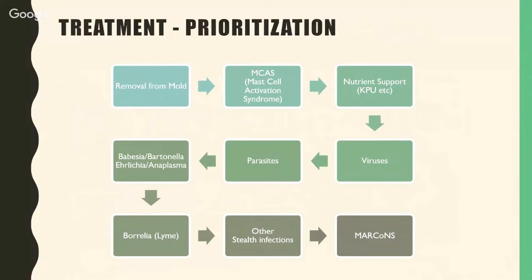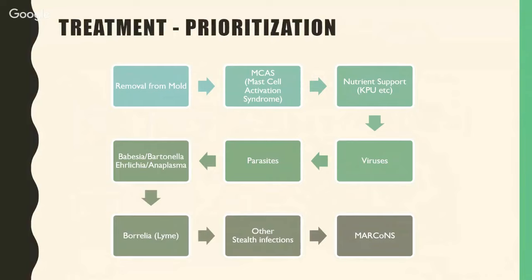I love this, because I would agree, obviously removal from the source is key, because you can't even come close to getting those mast cells under control unless you get the main trigger, which often is a water damage building and the inflammagens associated with it, out of the picture. So that is by far number one. You'll never be able to overcome that with quercetin or vitamin C. So getting them out of the exposure.